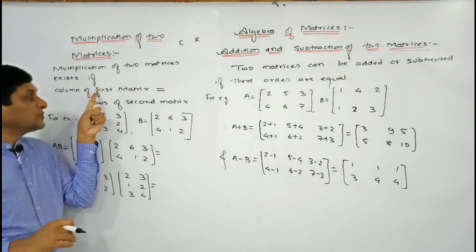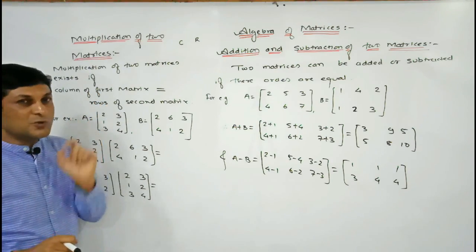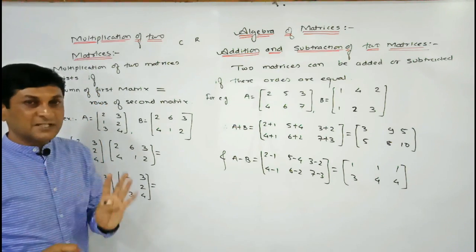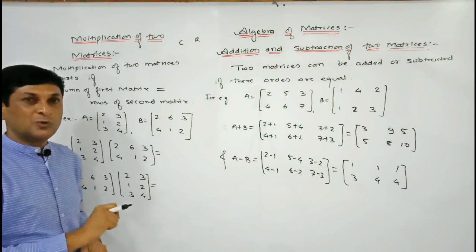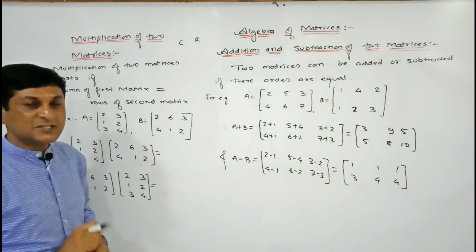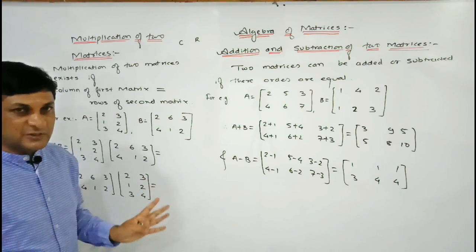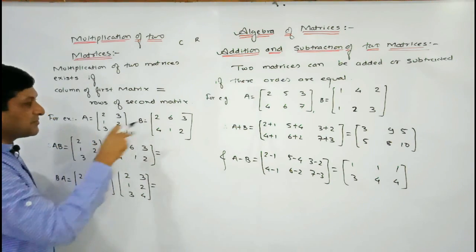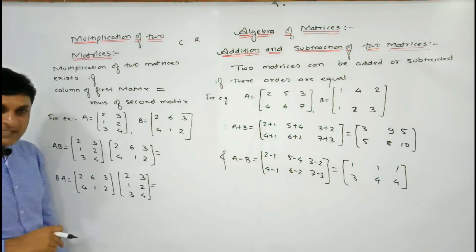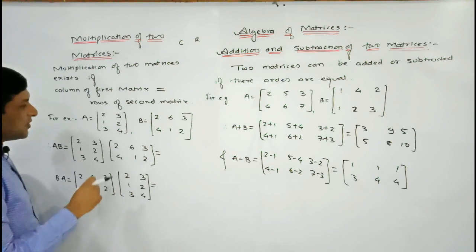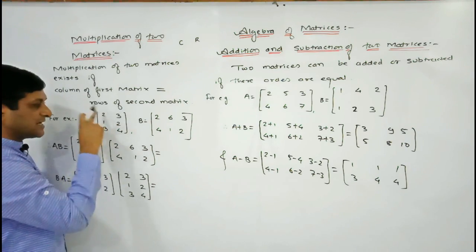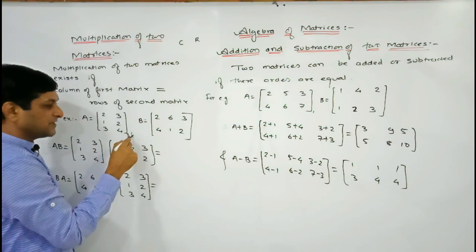And if columns of first matrix will be equal to rows of second matrix, if this condition is satisfied, at that time only we can say that multiplication exists, otherwise multiplication does not exist. So here we have taken two matrices A and B. What is the order of the first matrix? 3 rows and 2 columns, means its order is 3 by 2.